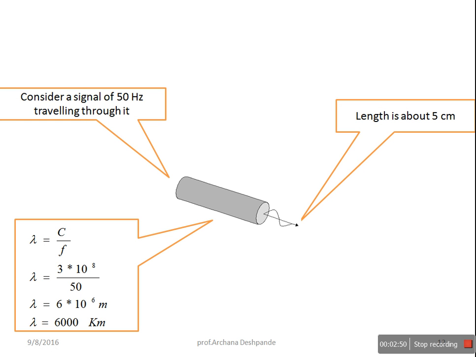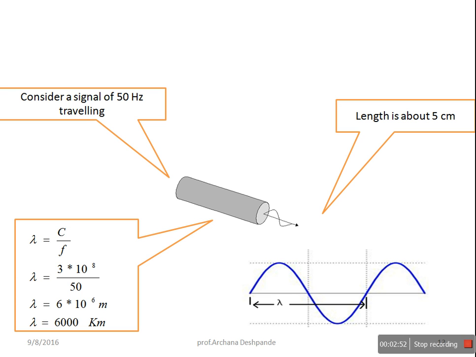So what will be lambda? Lambda is the wavelength, which is the length of one cycle of this signal. So lambda is equal to c by f, where c is 3 into 10 raised to 8, that is the speed of light. If I substitute the values, I get lambda as 6000 km. That means the length of one cycle of a 50 hertz signal is 6000 kilometers.